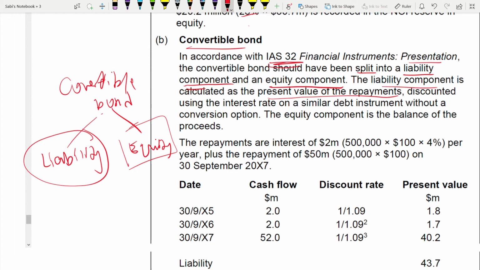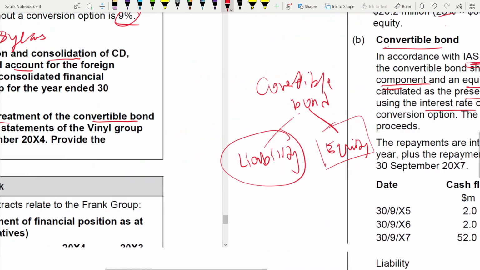Okay. And which interest are you going to use to discount? You need to find the discounting factor also, right? That discounting factor will be the interest rate that is given to you, 9%. Interest rate that is used on a similar debt without the conversion. That rate you have to take, not.